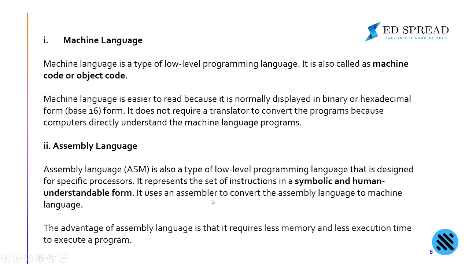It uses an assembler to convert the assembly language into machine language. So we are using a thing called assembler here. Using the assembler, we'll convert the assembly language into the machine language. So there is an advantage of using assembly language. The advantage of assembly language is that it requires less memory and less execution time to execute a program.